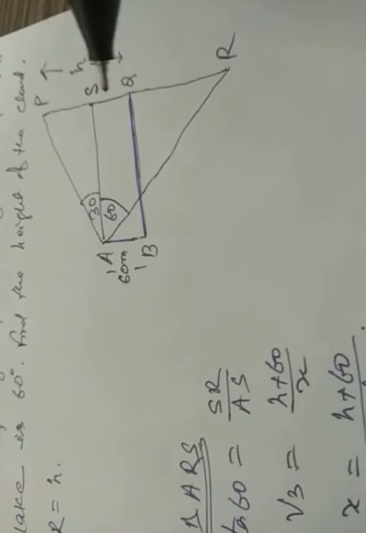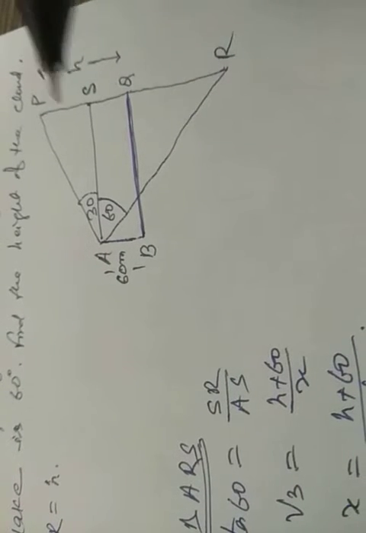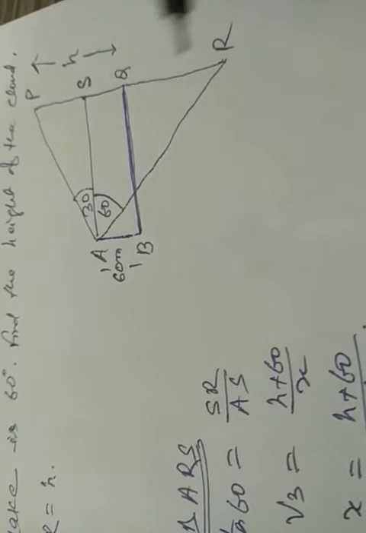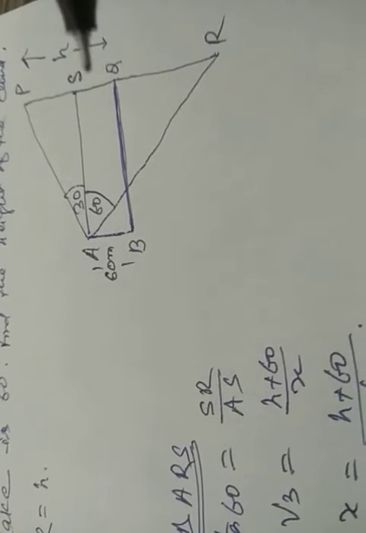I mean PQ is equal to QR. Now this is 60, so SQ is also 60. So PS should be how much? H minus 60. And SR should be how much? H, this is H, and this is your 60, so that is H plus 60. Clear? So I have mentioned here, PS is H minus 60, SR is H plus 60, AS is equal to X.